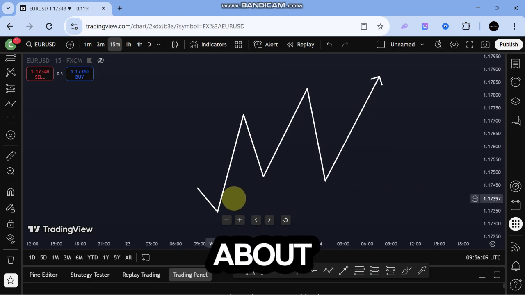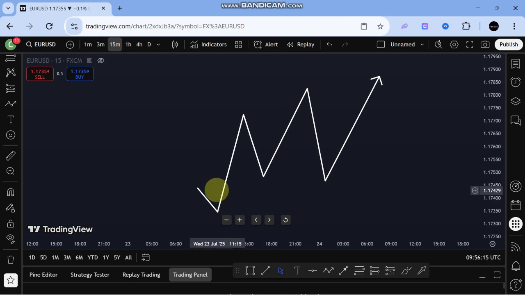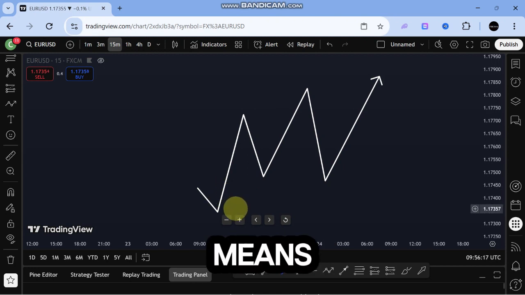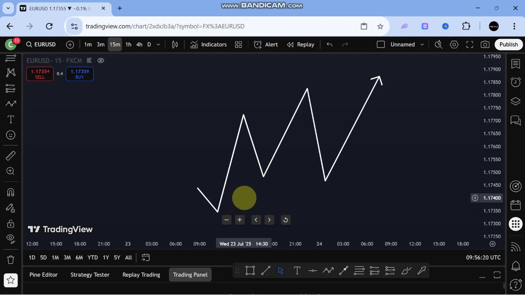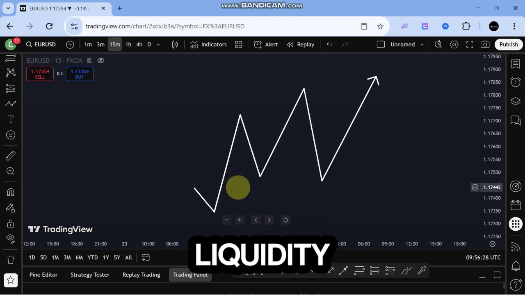Now let's talk about liquidity and what liquidity is. Liquidity simply means money. Yes, liquidity means money, and liquidity means money that is resting at key levels, most likely support levels or resistance levels. So, how do we get liquidity?